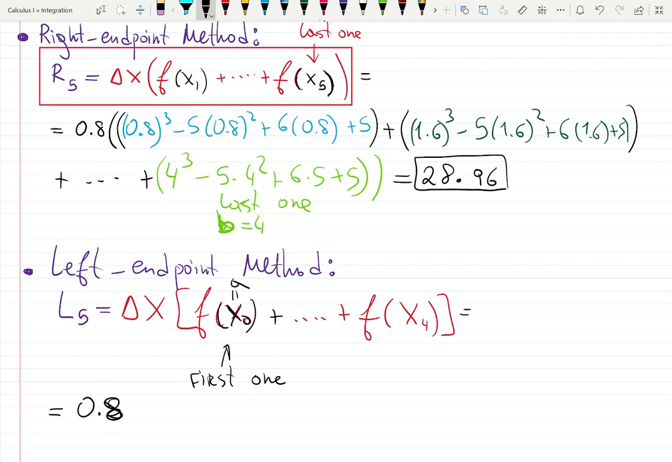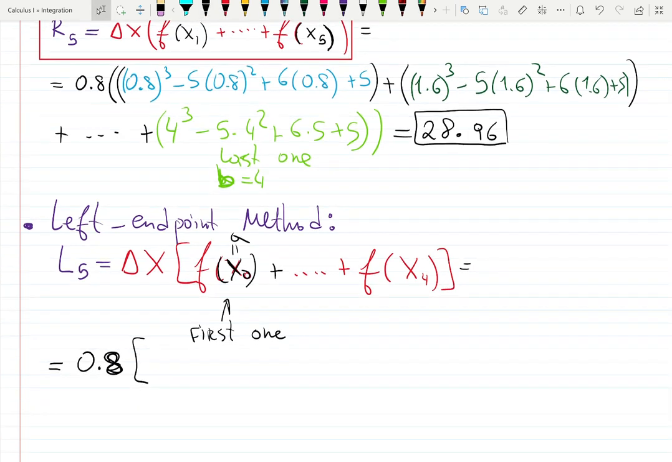Instead of 0.8, you need to calculate a new point where you plug in zero. That's the easy one actually, because it's 0 cubed. What is my function? Forgot again. 0 cubed minus 5 times 0 squared plus 6 times 0 plus 5. Well, guess what? That's 5. Then the other ones we already have.